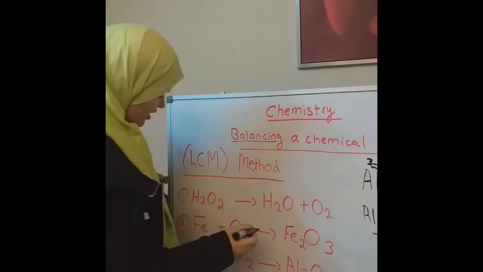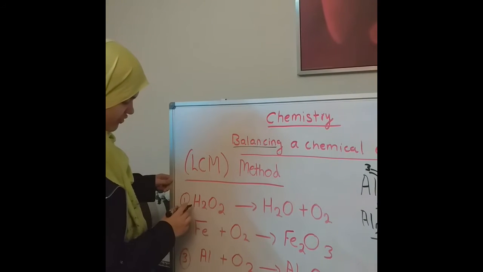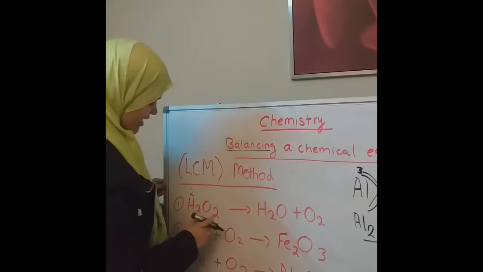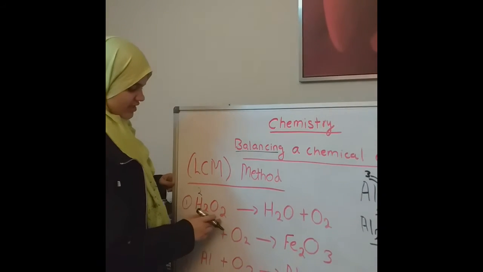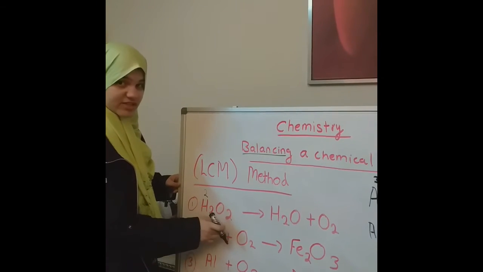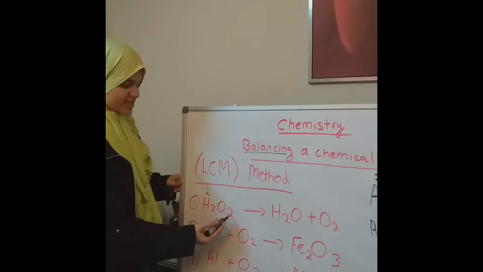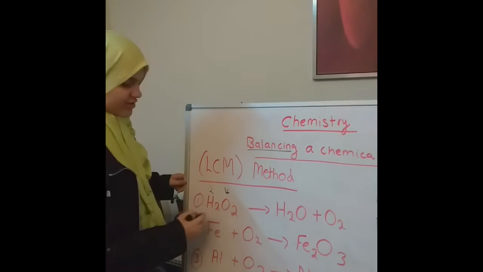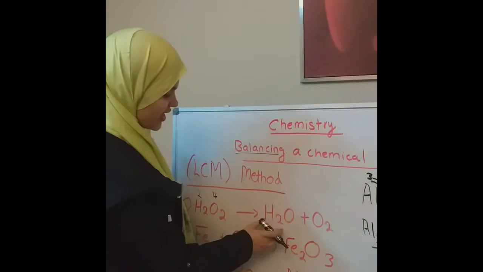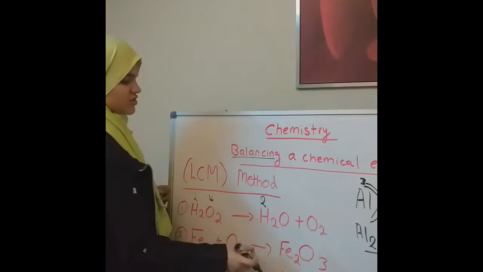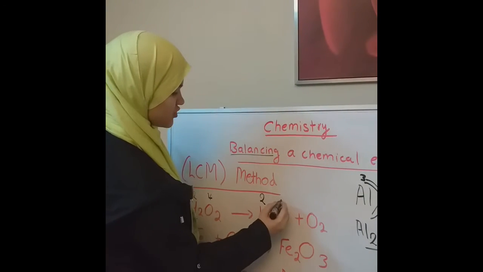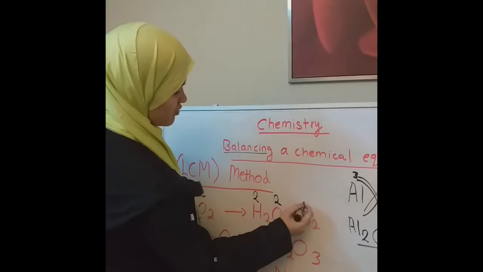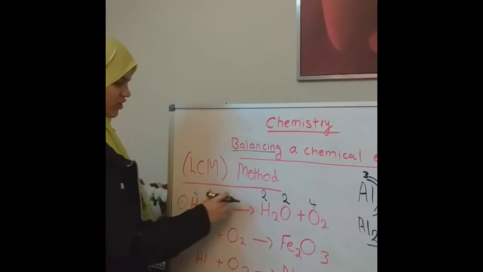Here the valence number of hydrogen is 1, so 2 times 1 is 2. The valence number of oxygen is 2, so the subscript times the valence number: 2 times 2 is equal to 4. Here the hydrogen is the same, it will be 2. The oxygen has a valence number of 2, and there is no subscript, so it is 2 times 2, which is 4. After that we have 2, 4, 2, 2, 4.